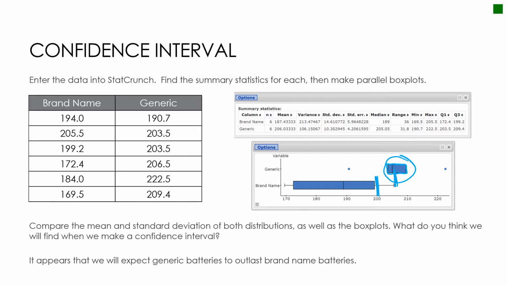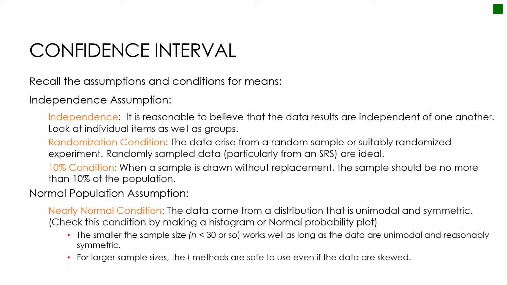Now, do I ever have to do that before I do a test? No, but I'm just showing you that there's more than one way to look at this. But let's look at how we would do an interval or a test. So again, we have to check the conditions: independence, randomization, 10%, and nearly normal. And we've done all of these before. And keep in mind that we're looking at groups and not just one set of data, but two sets. So we have to check them for both.